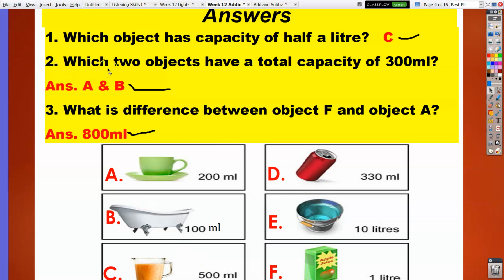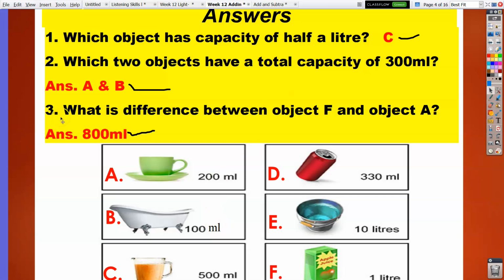Number 2, which two objects have a total capacity of 300 ml? The answer is A and B. A has 200 ml, while B has 100 ml. So 200 plus 100 ml is equal to 300 ml.